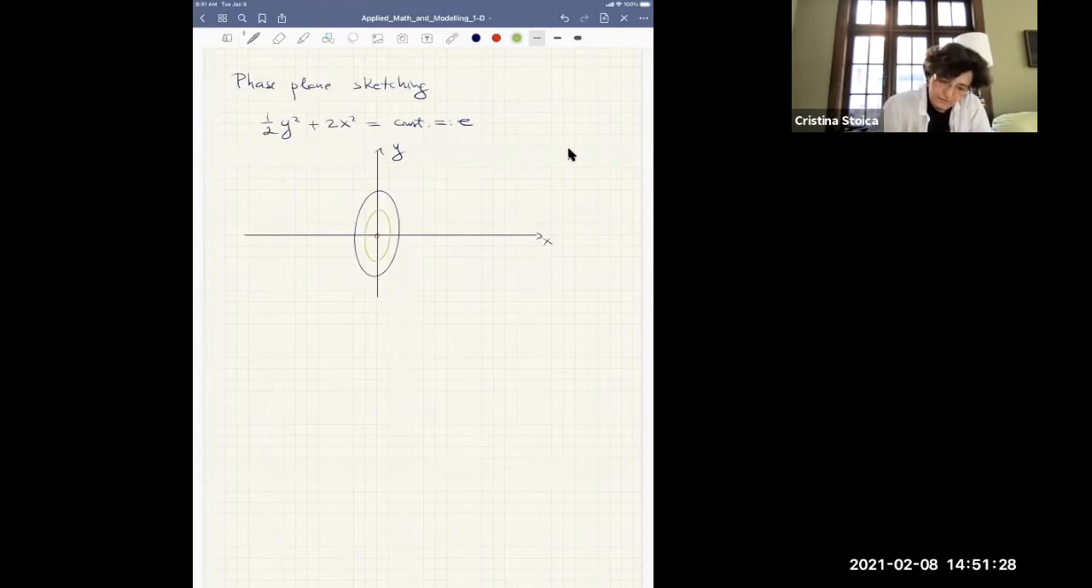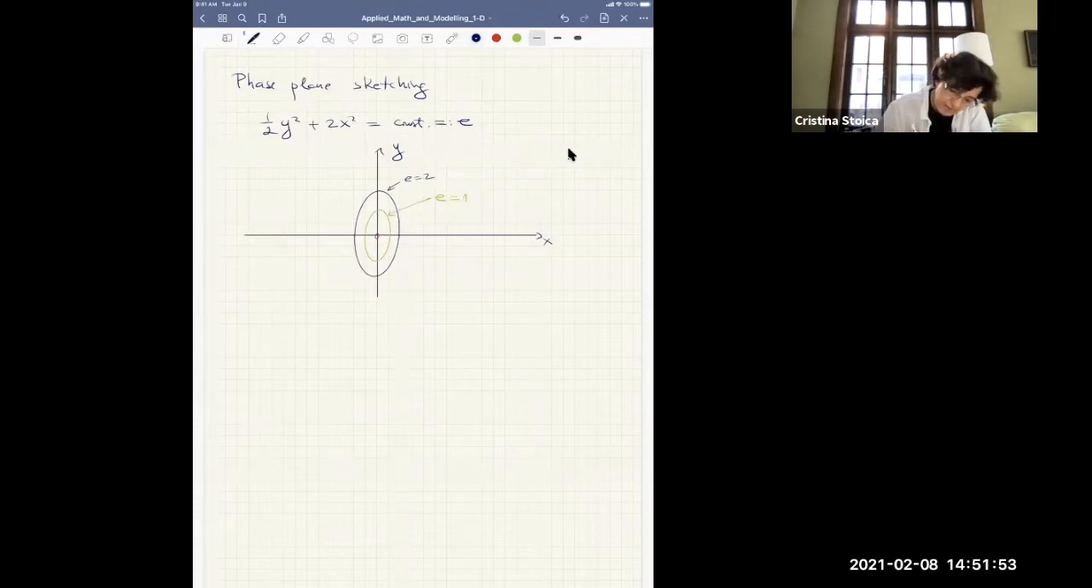So let's say this one is for E equals 1, okay? And these blue ones, let's say it's for E equals 2. I'm just saying, okay? And so forth, right? So each one. And this is the phase plane for this oscillator. That's what it is.